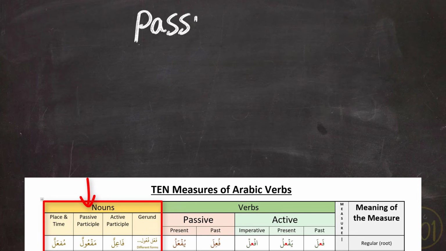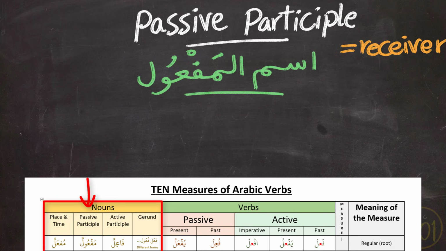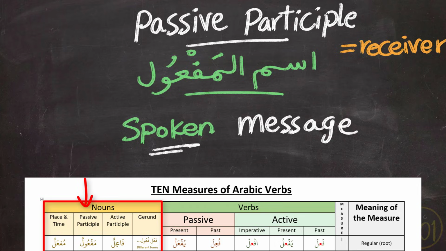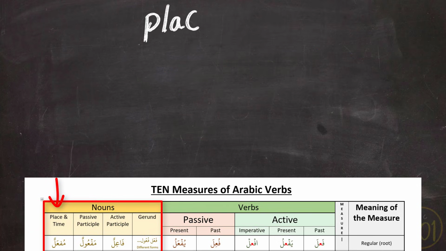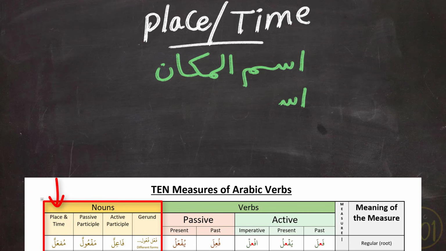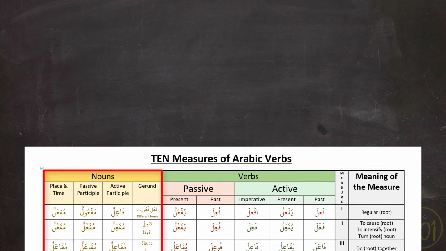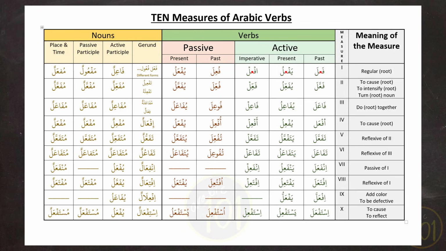The passive participle is like the recipient or the receiver state, or in Arabic, ismul maf'ul. Like when we say a spoken message. And as for place and time, they are words that refer to places or times which are derived from the root of the verb. And in Arabic we call them ismul makan and ismul zaman. And we'll see examples from the Quran for each of these categories when we start learning the verb lists of each verb form.